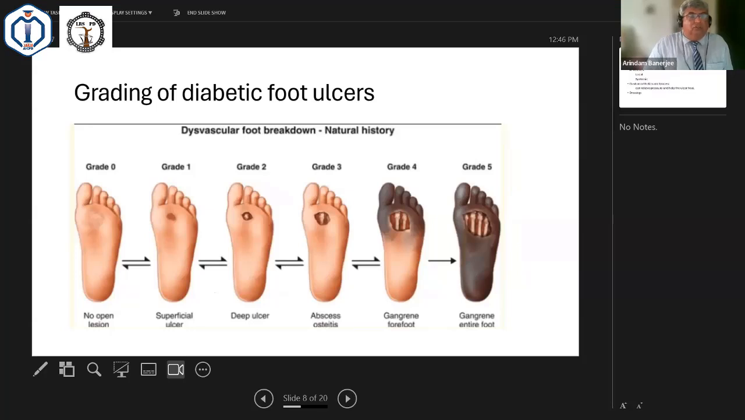So grade 0, just like a very mild abrasion. Then in grade 1, a superficial ulcer. In grade 2, a deep ulcer. In grade 3, the bone starts getting involved. There may be infection and an abscess. And here we've written osteitis because the bone may be inflamed. And then gangrene can set in the toes, in the forefoot, and eventually it can extend right up to the entire foot. So these are demarcated as grade 4 and grade 5. At this stage, the problem is irreversible and amputation is the only option.